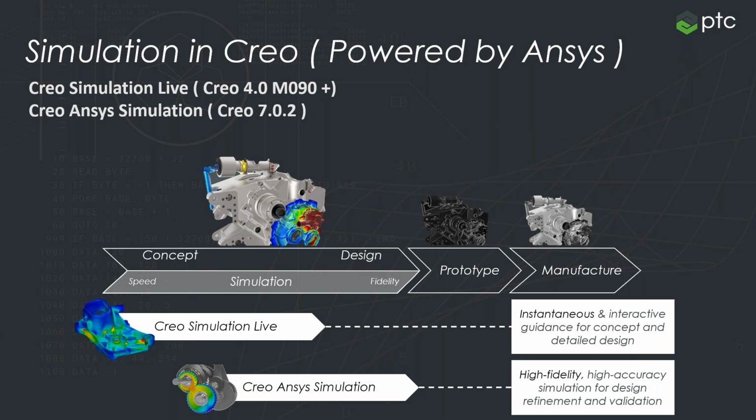Those are the two use cases here as to why there are two different products, and both are ANSYS powered, right? One is available starting Creo 4.0. The ANSYS simulation is available starting Creo 7.0.20. The latest date code is 7.0.30, but it's available in 7.0.20 and 7.0.30.